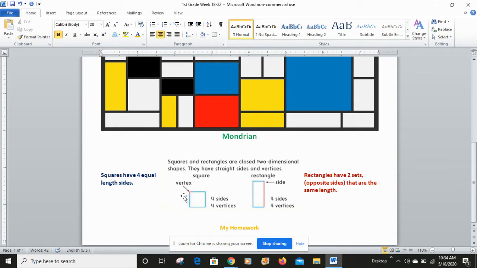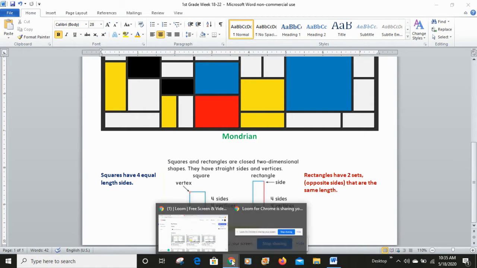Squares have 4 equal sides in length, so 4 sides that are equal with 4 vertices. Rectangles have 2 sets of opposite sides that are the same length. So 4 sides, opposite sides are the same length, and 4 vertices. There's a little bit of difference in the description between a rectangle and a square. Basically, a square has equal sides, and a rectangle has 2 sets of equal sides.